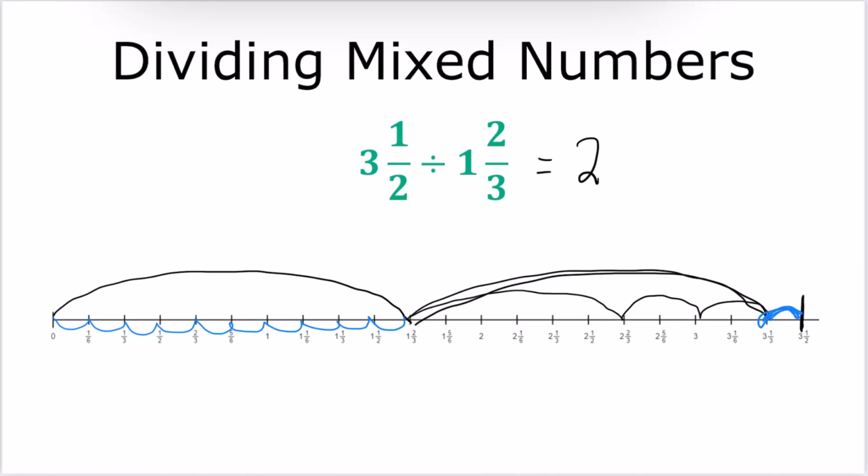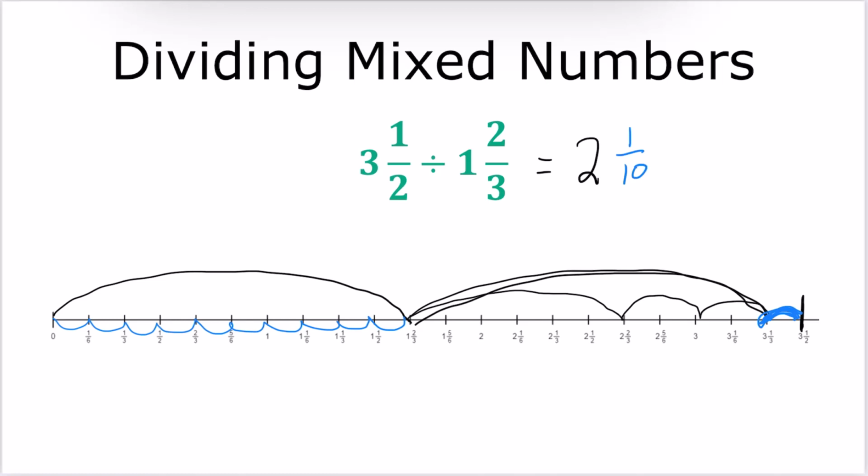And so since I have one of them, my answer is going to be that I have 2 full groups of 1 2/3, and then I have 1/10 of a group left over, which is right here. And so my answer should be 2 1/10.